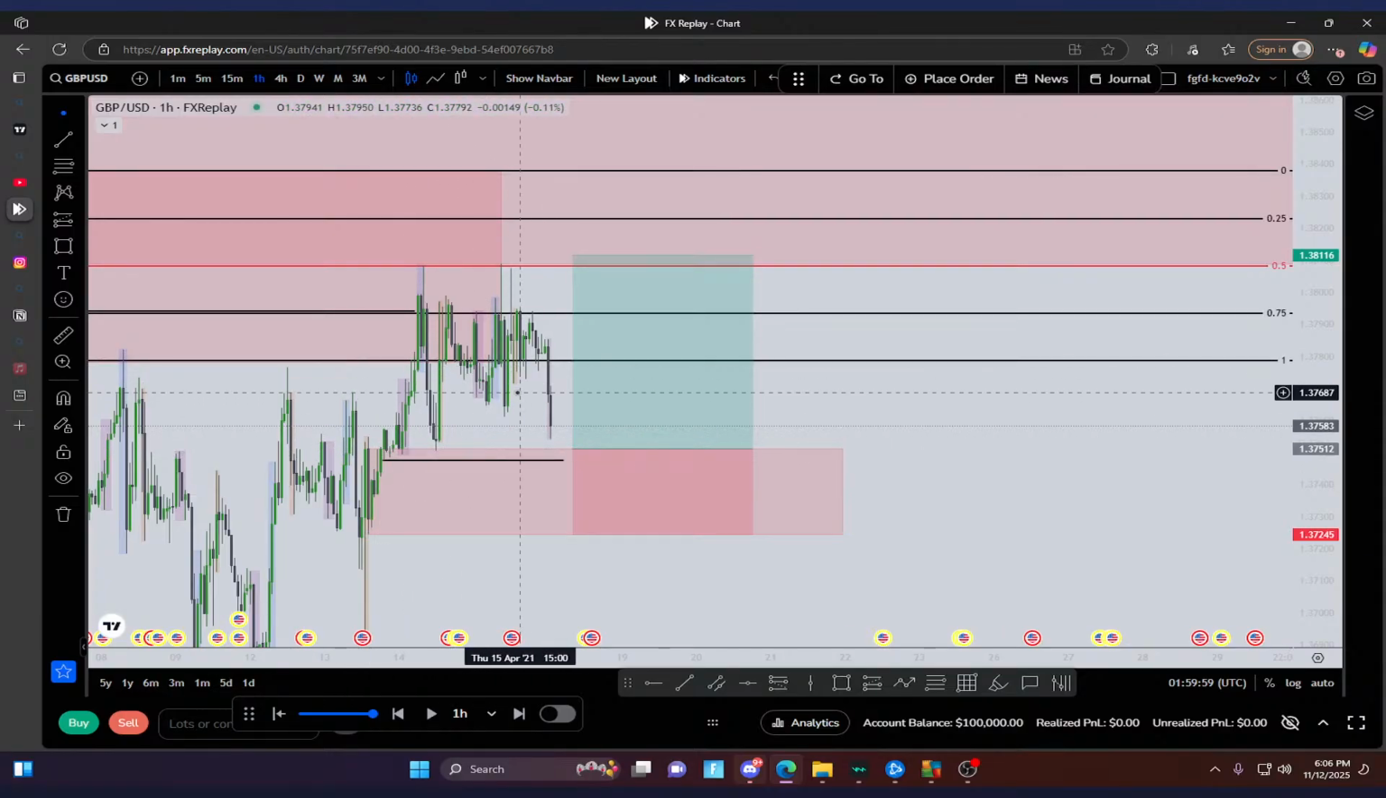So now that we know buyers are in control, we can look at this down move in Asia as a manipulation.